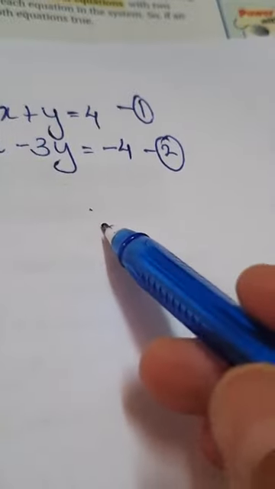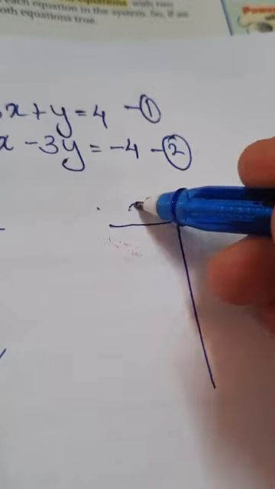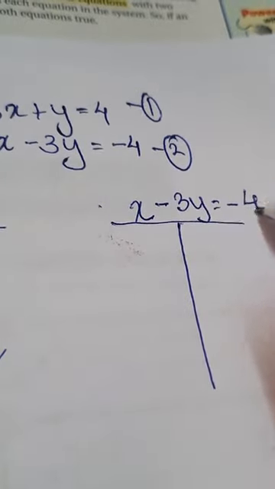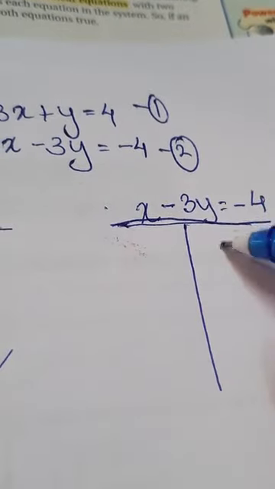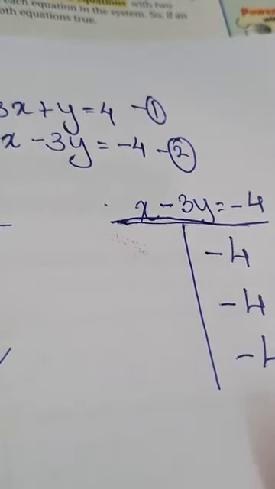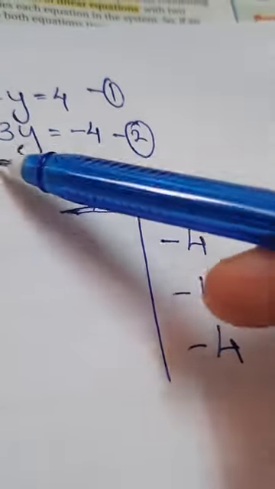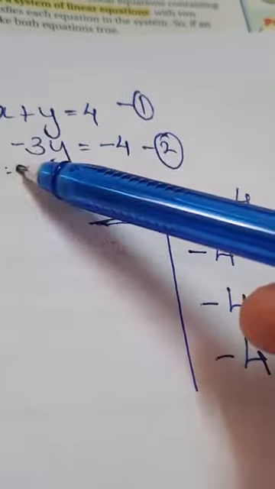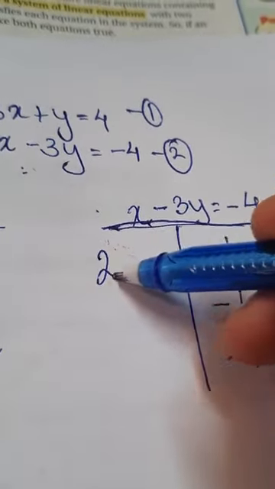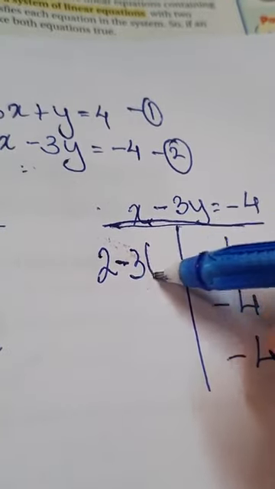So again, draw the table. Write the equation up, x minus 3y equals minus 4, which means this side of the table you will be having the answer as minus 4, minus 4, minus 4. So replace the x, right, x minus 3y. So x is going to be 2 minus 3, what is y, multiplied by minus 2.